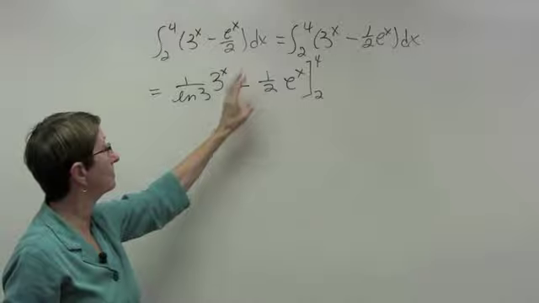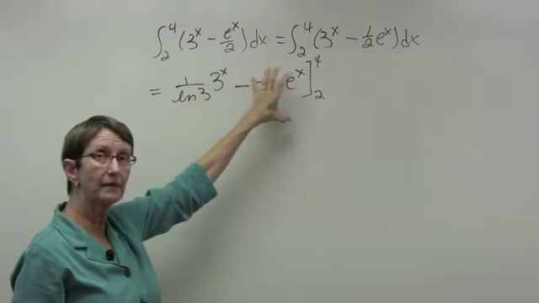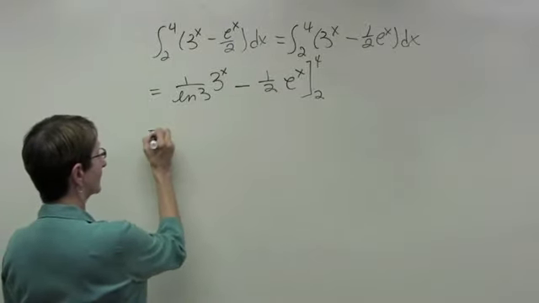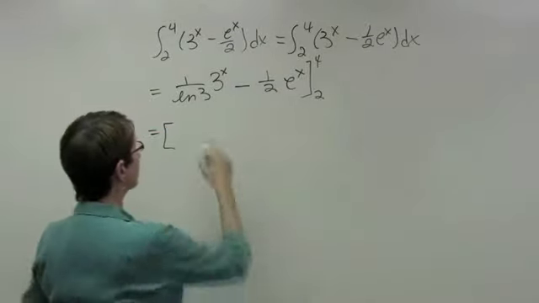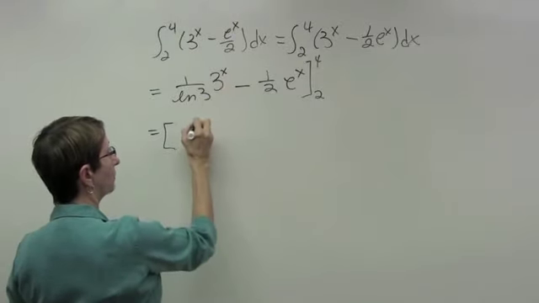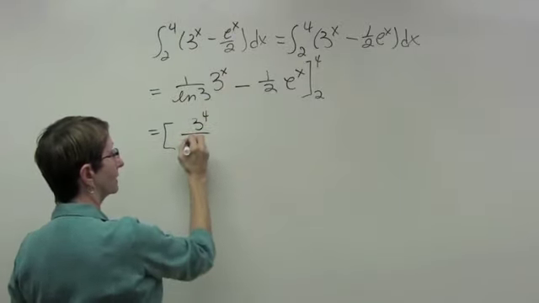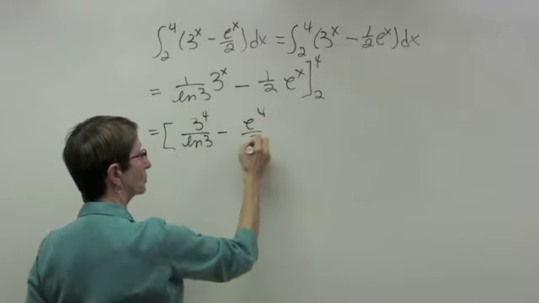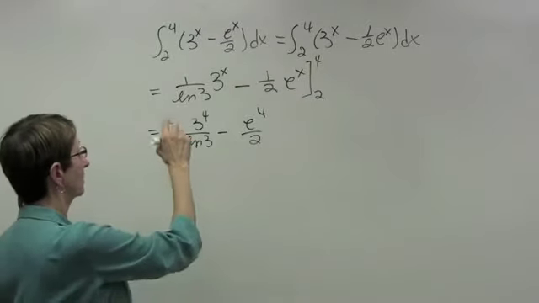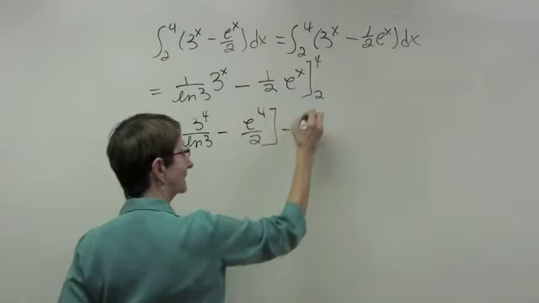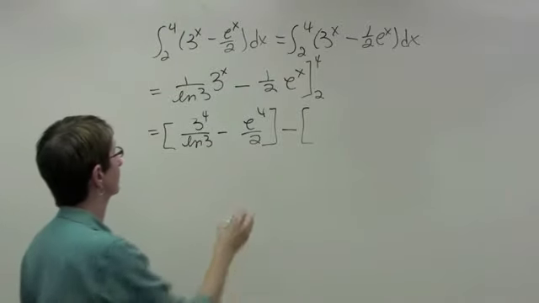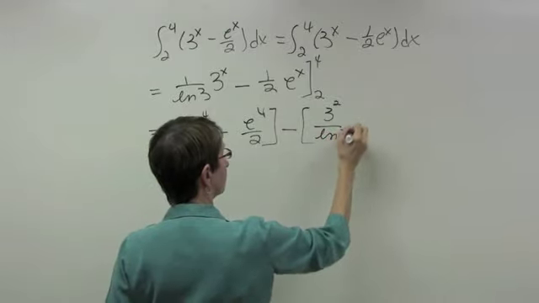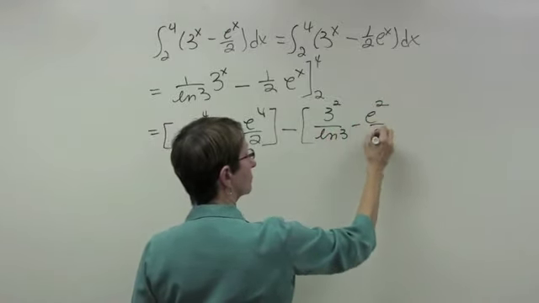So you can split it up and do each piece from 2 to 4 and then combine them. I tend to do it like this and just put the 4 in both pieces and subtract and then put the 2 in. So I would have 3 to the 4th over ln of 3 minus e to the 4th over 2. So I'll go back to that form I started with. Minus, and now I'll put the 2 in place of x. So I have 3 squared over ln of 3 minus e squared over 2.